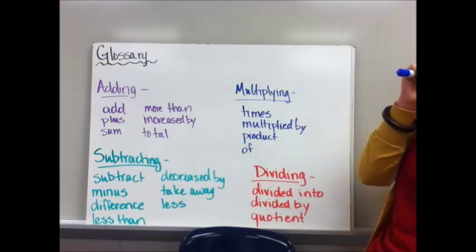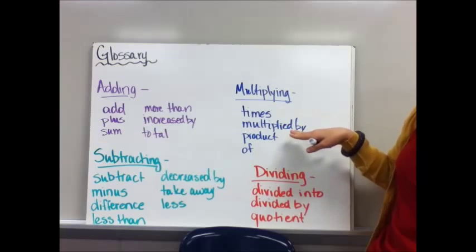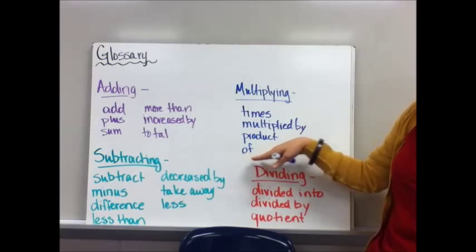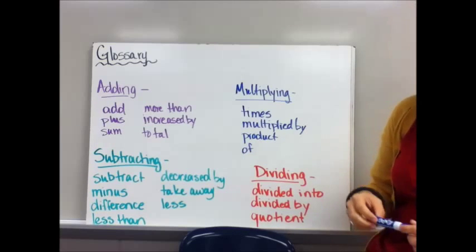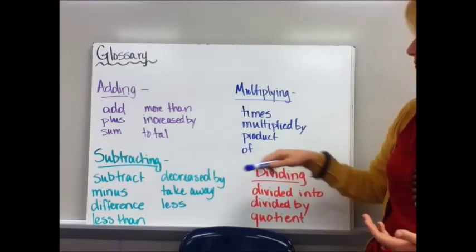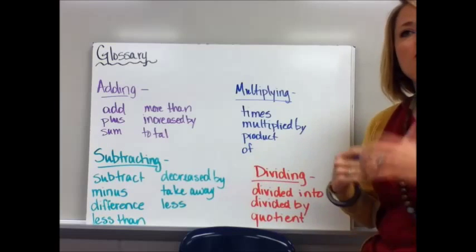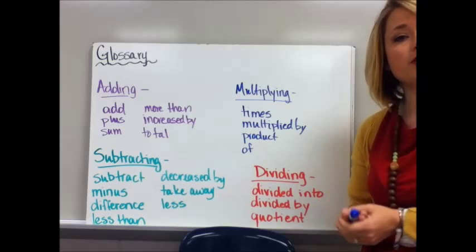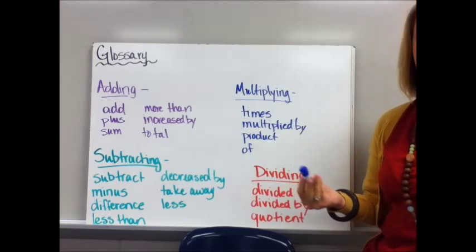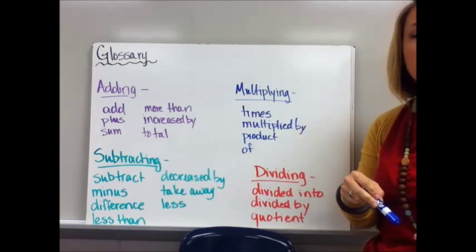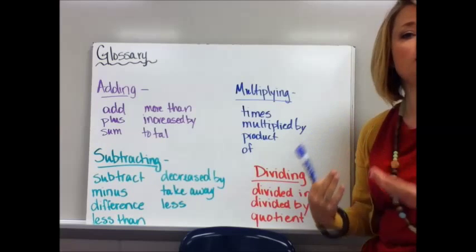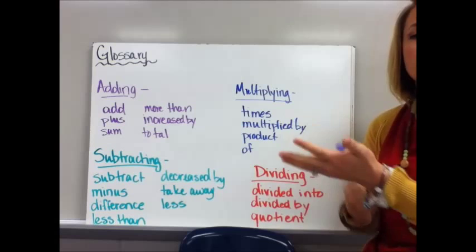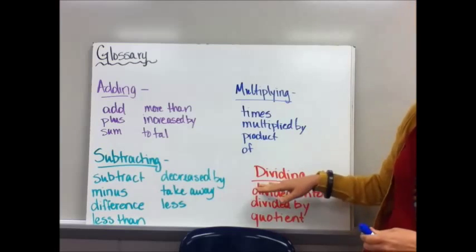For multiplying, times, multiplied by, product, and of. Of is especially important as we get into things like percents and multiplying fractions. Of would fit in if I ask you, what's 40% of 200? Well, you multiply 40%, you turn that to the decimal, 0.4 times 200.